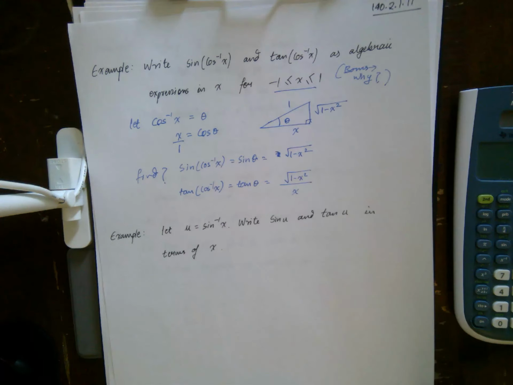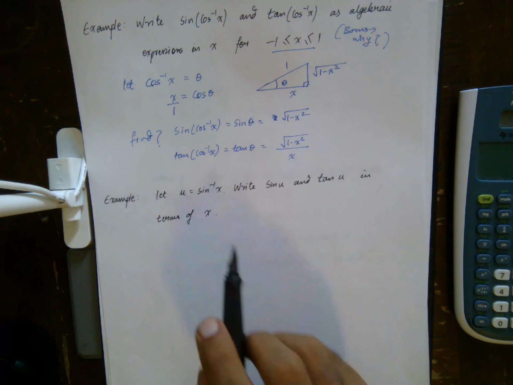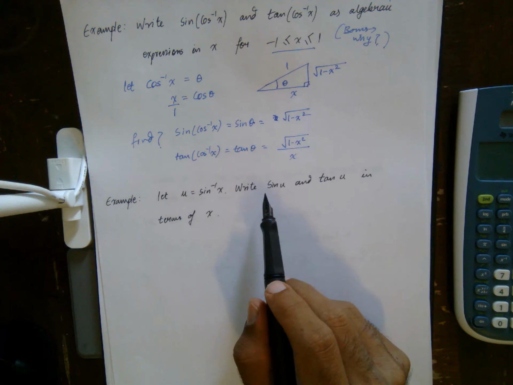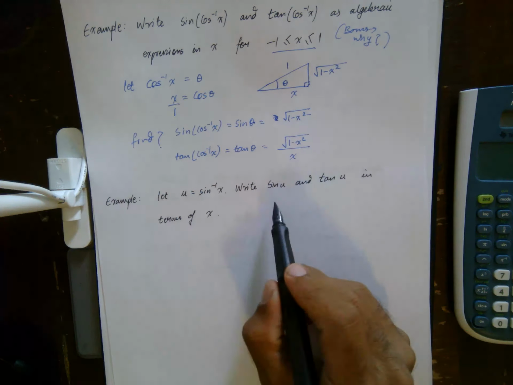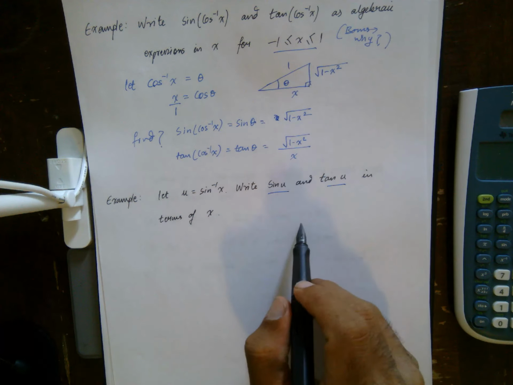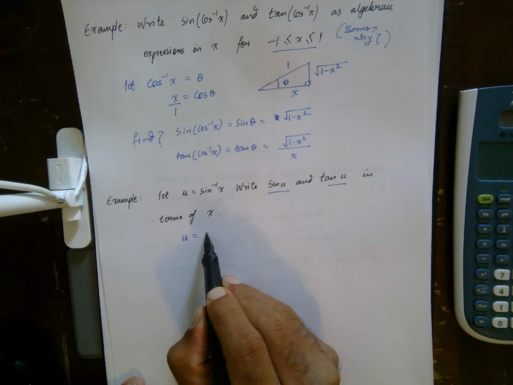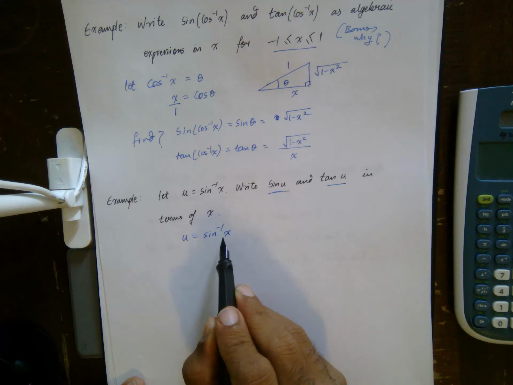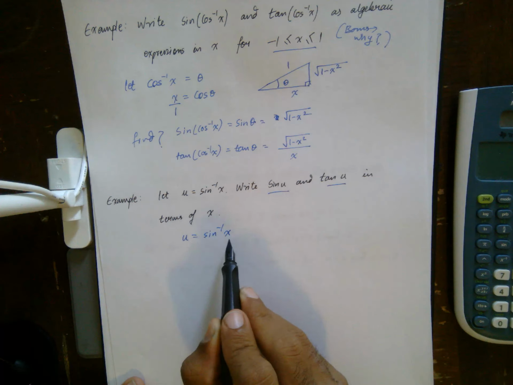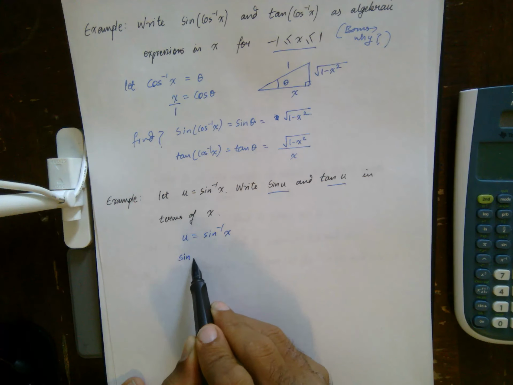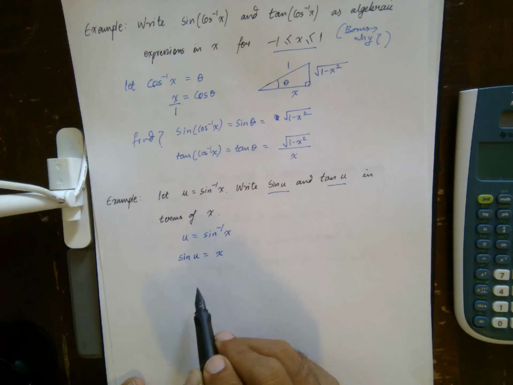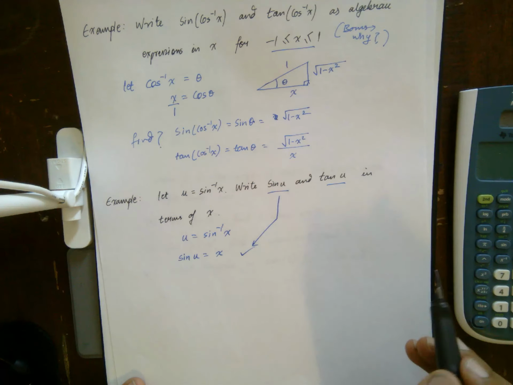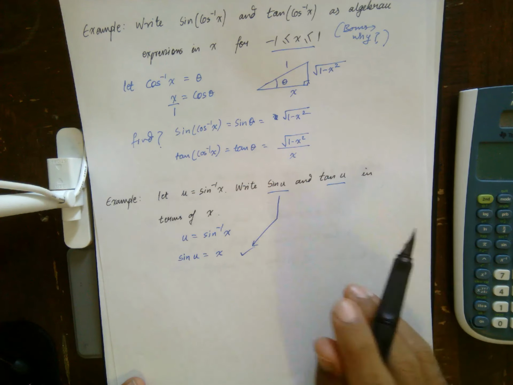Now here's another example. Let's say that u is sine inverse x. It says write sine u and tan u in terms of x. So first of all, let's go from inverse to normal functions, regular trig functions. If u is sine inverse x, this means sine u is x. So that's the first task already done. Sine u is x.